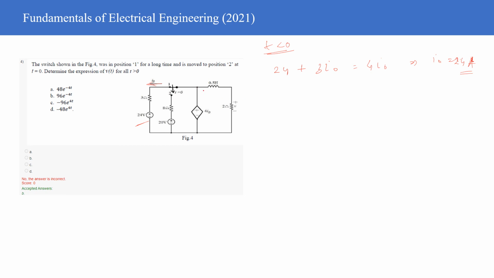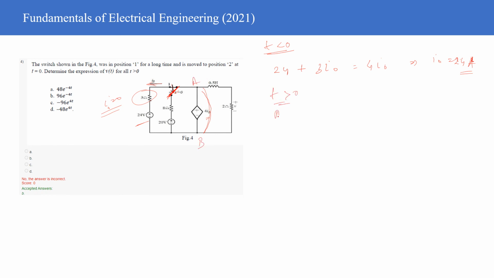Okay, good. Now what you are going to do is flip this particular switch to position number 2. Now if this switch is flipped to position number 2, the current in this branch will be equal to 0. I naught will be equal to 0 because this is an open circuit now. And since this is equal to 0, the dependent voltage source, that is 4 into I naught, will be equal to 0. So this will be basically a short for all time greater than 0.